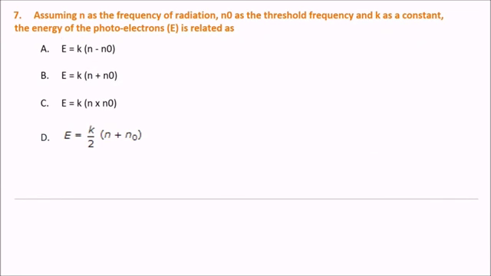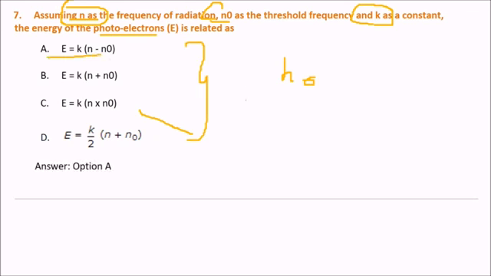Next is, assuming ν as the frequency of radiation and ν0 as the threshold frequency and k as a constant, the energy of the photoelectrons is related by. See, ν is your frequency, ν0 is the threshold frequency, k is a constant. Now you need to tell about the energy of the photoelectrons. Which of these options is correct? The answer is E is equal to k (ν minus ν0). K times ν minus ν0.